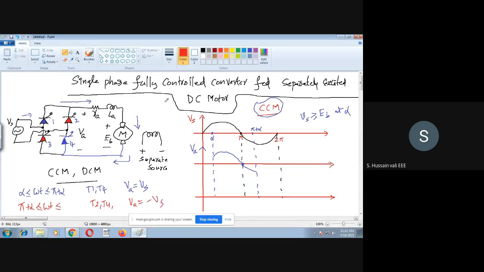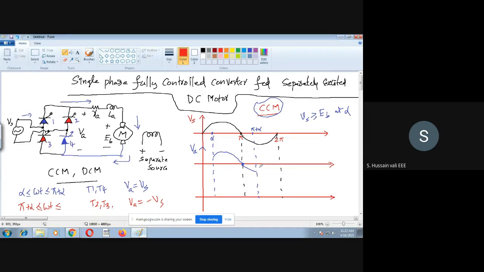Why I'm saying minus VS is that here the VS is now negative. As VS is negative, this negative terminal will be positive here, whereas the positive terminal is negative here. You can easily understand this. And I forgot that this is not T4, it is T3. So T2 and T3 will conduct. So VA is equal to minus VS, so it becomes positive.